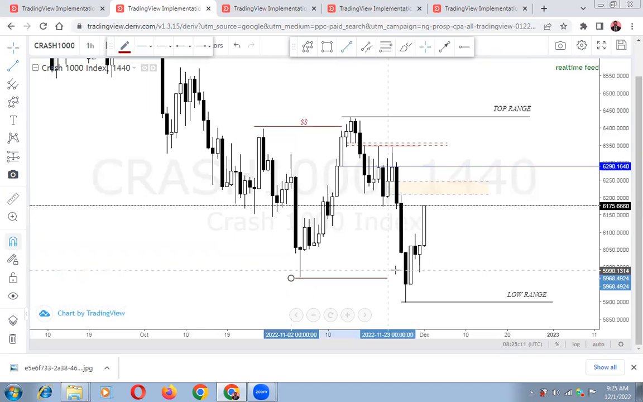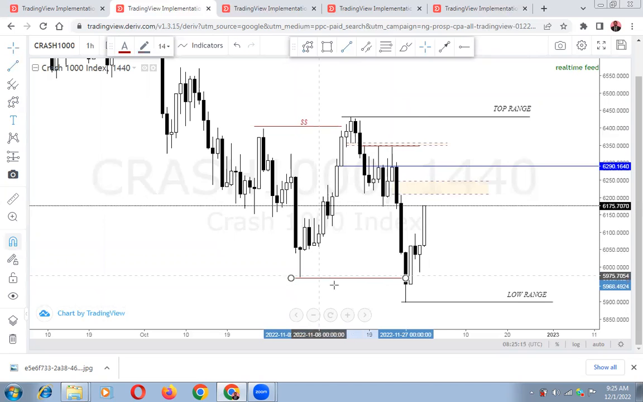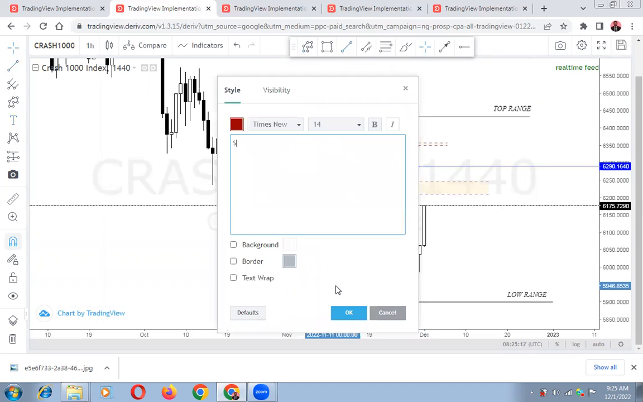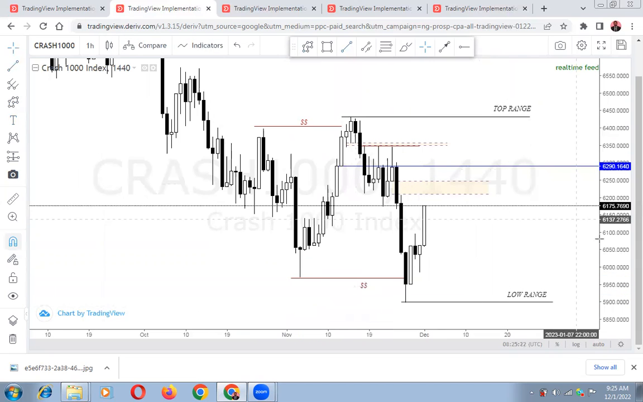This was external liquidity that was swept. External liquidity was captured here, and now we'll go for internal liquidity. Either we'll take here and price distributes from here, or price comes here, clears this liquidity here and distributes from here. But this is the range.